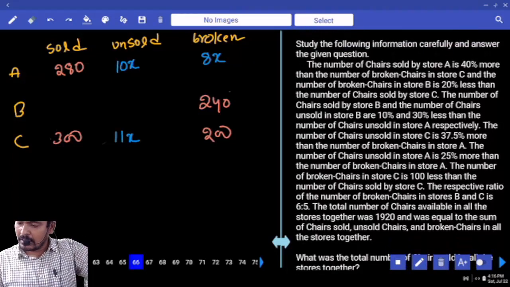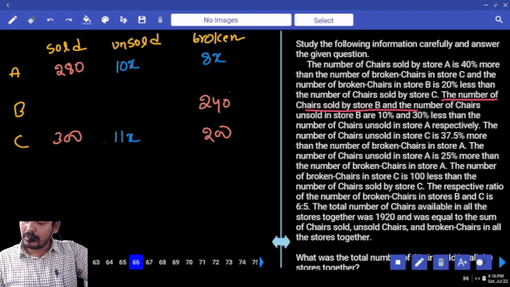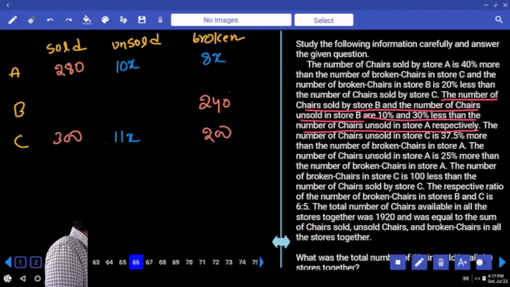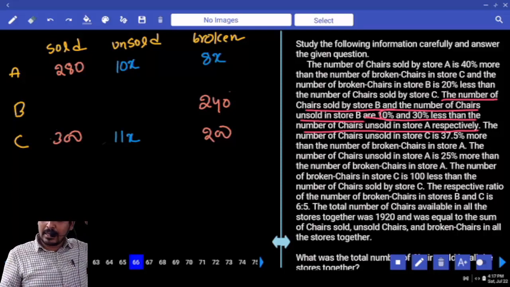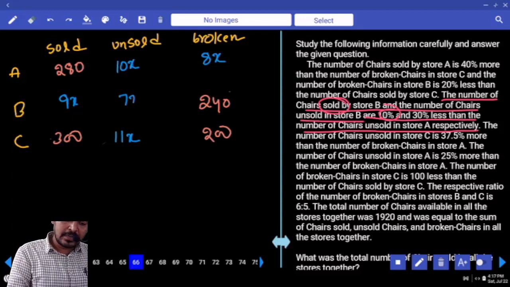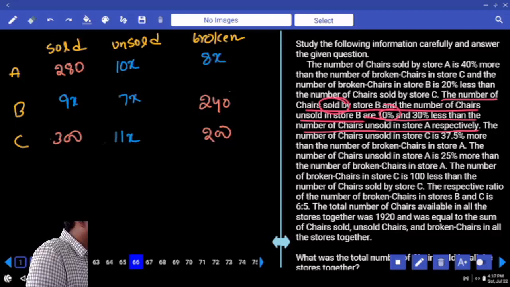Next, what is the starting line? Starting to third line. The number of chairs sold by store B and the number of chairs unsold in store B are 10% and 30% less than the unsold value of store A. What is the store A unsold value? 10x. Compared to that, 10% less. What is the 10% of 10x? x. What is the remaining? 9x. Is that 9x sold value or unsold value? Sold value. Sold is 9x and unsold value 7x. One will be 10% less, another one 30% lesser.